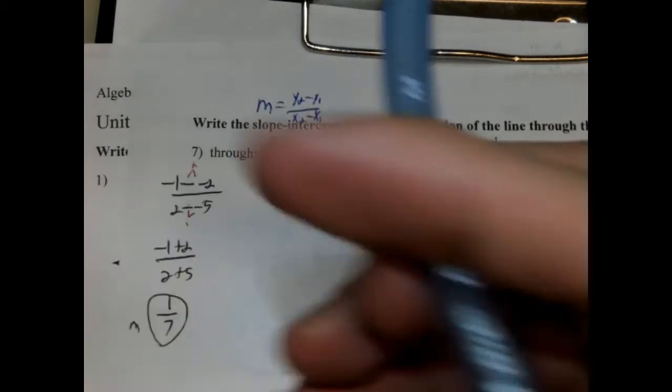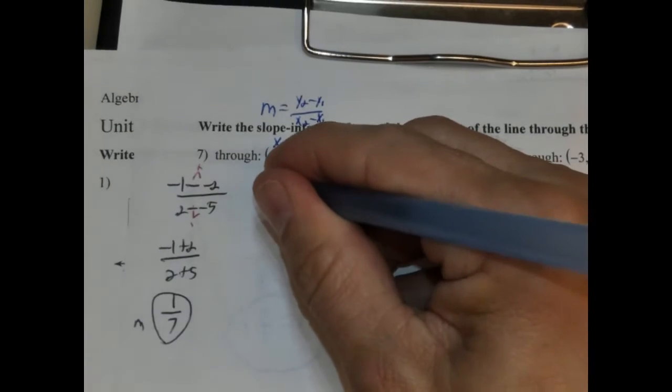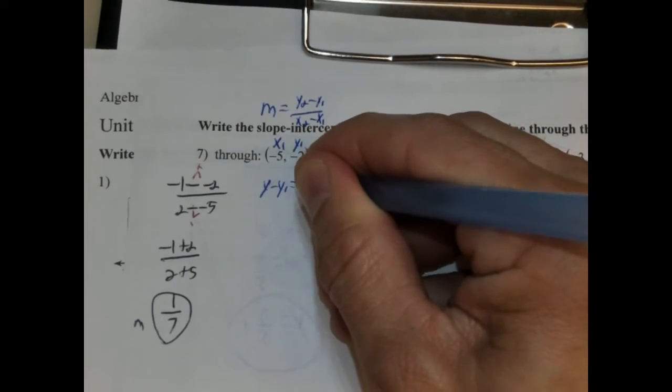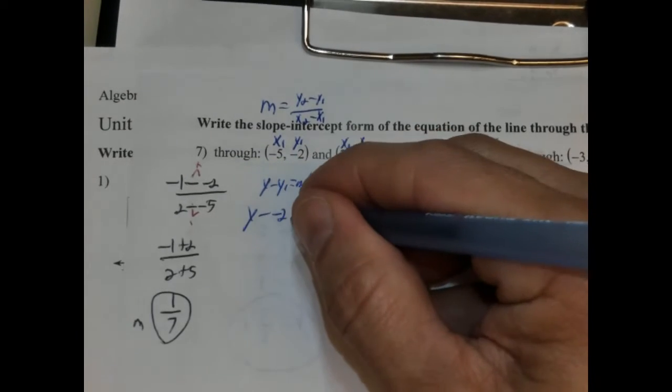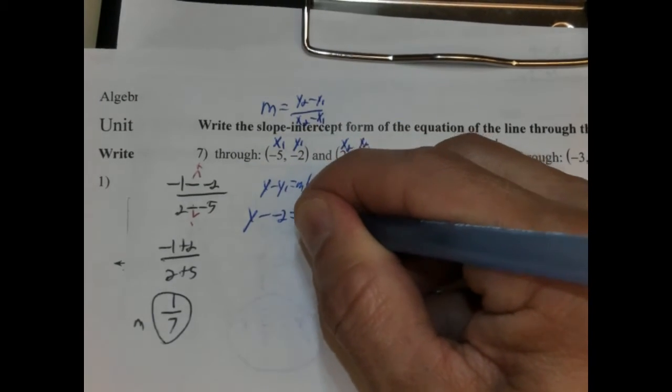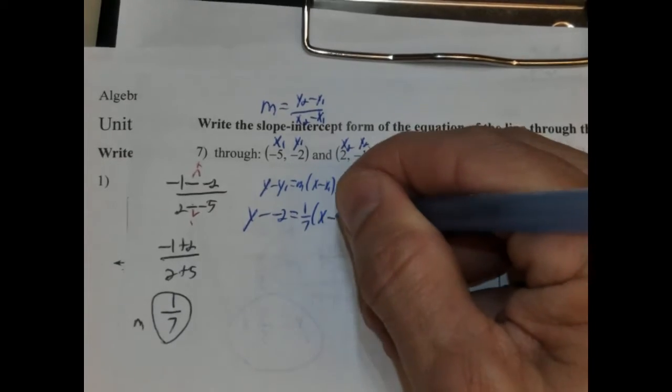Okay, so let's use blue. So y minus y1 equals m parentheses x minus x1. So y minus negative 2 equals 1/7 parentheses x minus negative 5.